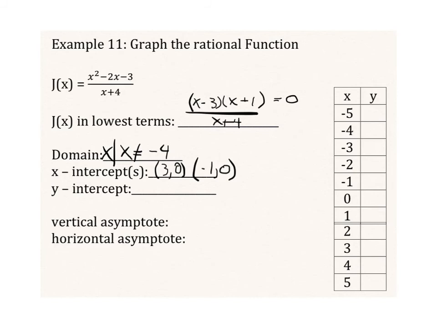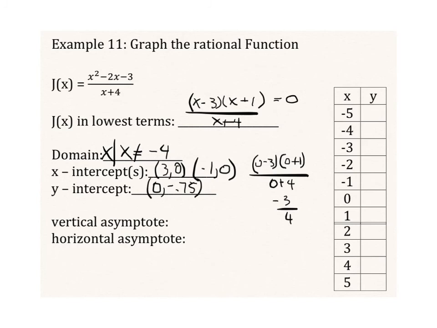So if I plug in 0 minus 3 times 0 plus 1, all over 0 plus 4, I get -3 over 4, or (0, -0.75). However you want to write it. It could be -3/4, just like that.